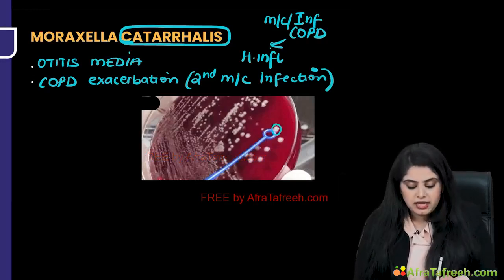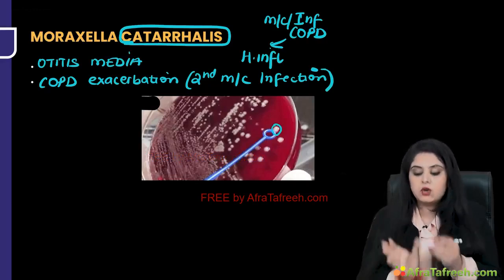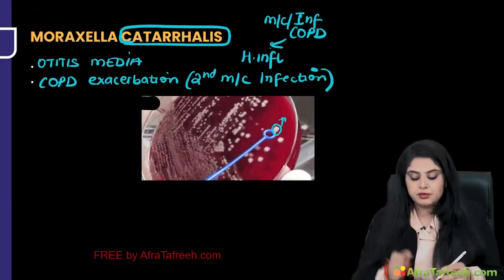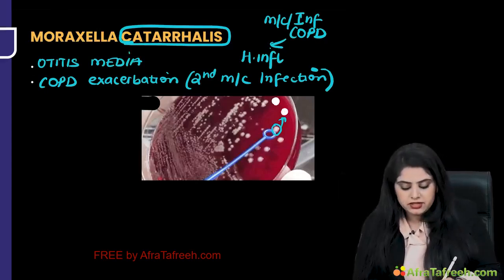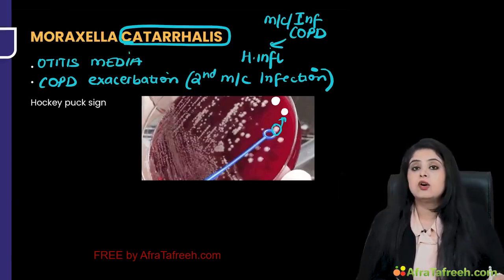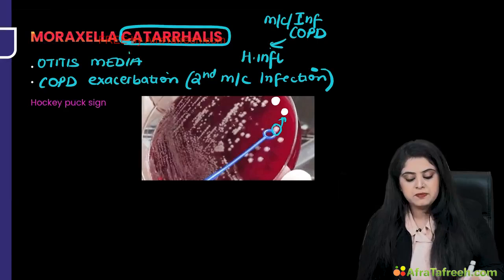Can you see there's a colony formed? I'm taking a loop and I can't show it to you because it's a static picture, but if I put pressure, that colony will move forward, just like playing hockey. This colony will now come and sit over here. Then you push it a little, and this colony will come and sit over here. This is known as the hockey puck sign. That could be a fancy question for Moraxella catarrhalis.